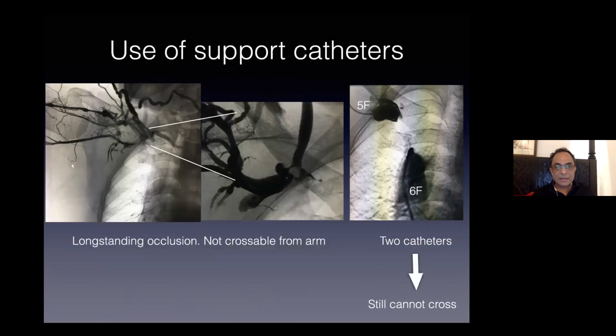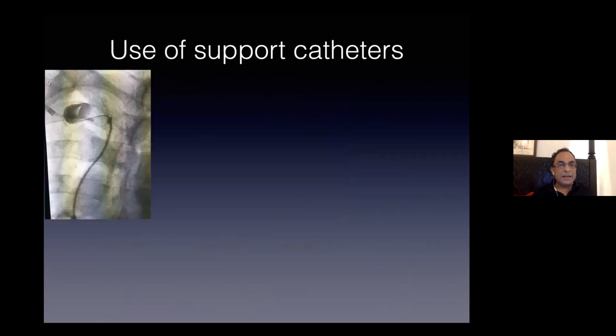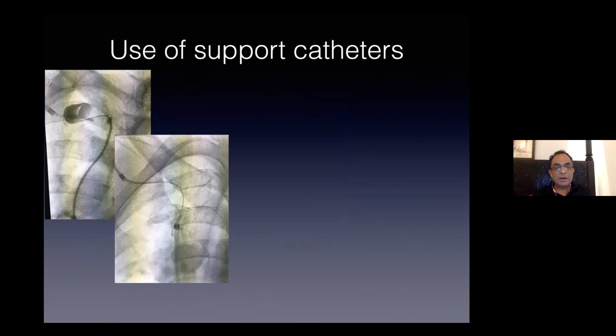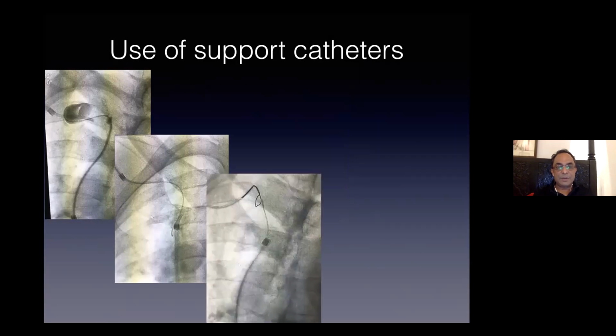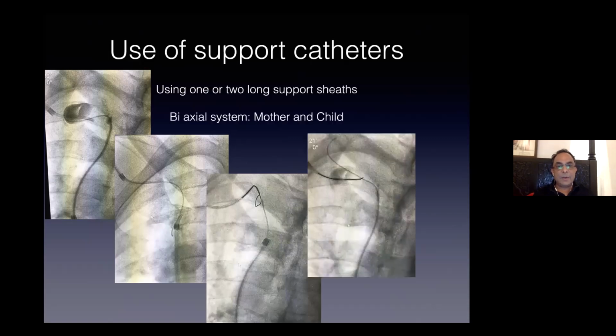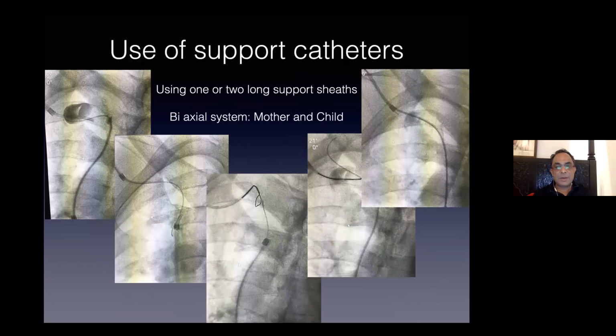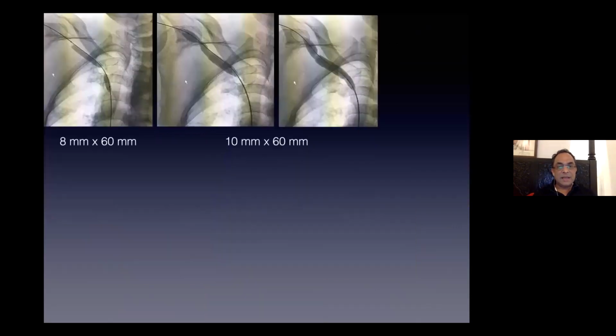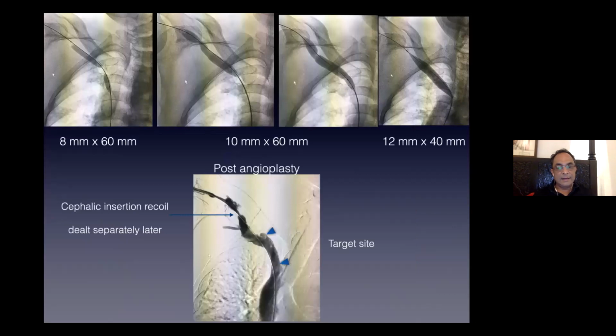So in these sorts of situations, our first port of call is to put in sheaths. We'll put a long sheath on one side or sometimes on both sides. Then you have two sheaths from two sides and two catheters, so it is like a mother and child technique. Using it, you have better support and better pushability, and we are able to cross through this occlusion and snare the wire. Once we have two support sheaths on two sides, it's a biaxial system, a mother and child, and it works in most cases. Once you have done that, you again just cross 8, 10, 12, and then you do the angioplasty.